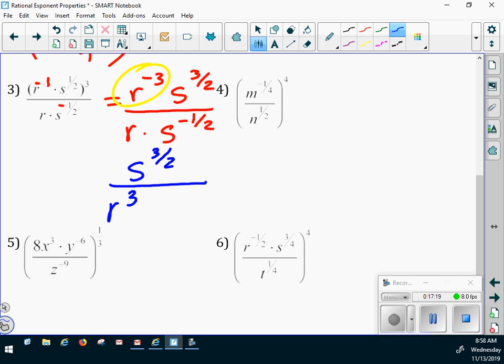Let's go down here. R. Is he happy or is he angry? He's cool, so he stays where he is. This s to the negative 1/2. Happy or angry? Move or no? So if he moves, what's he become?